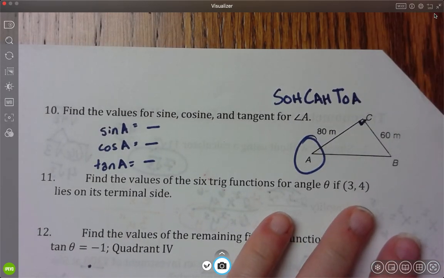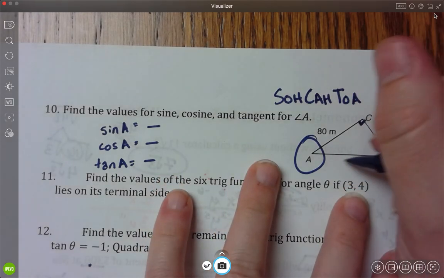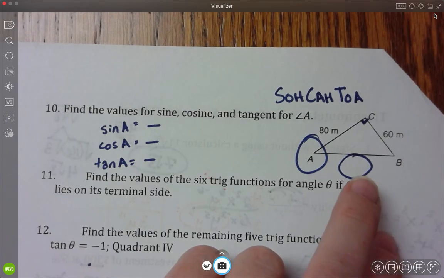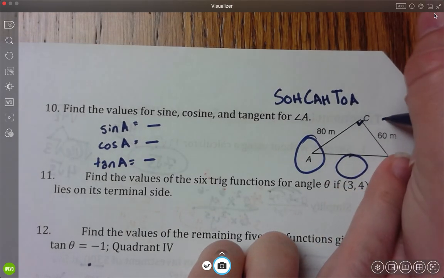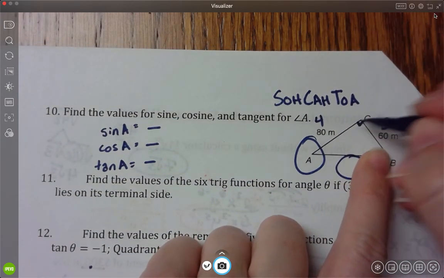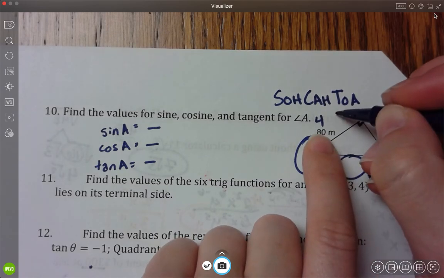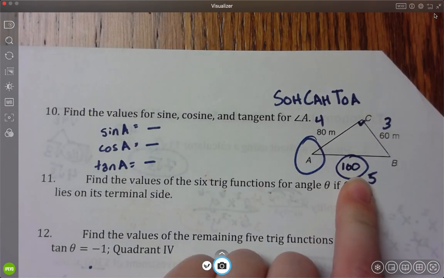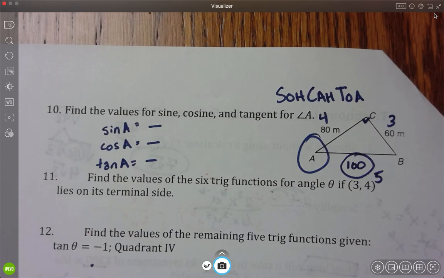So SOHCAHTOA will work, except I don't have my third side right here. 60, 80, and then I don't know what this one is. Now some of you might notice that this is a 3, 4, 5 right triangle. It's just multiplied by 20. So 3 times 20 is 60. 4 times 20 is 80. 5 times 20 is 100. So that's what that third side is. This is just a 3, 4, 5 that's enlarged. If you didn't already know that, you can go ahead and do the Pythagorean theorem and you can find out that it was 100.